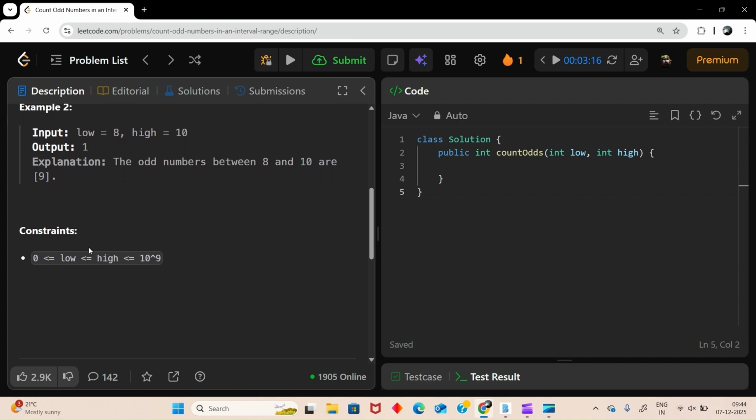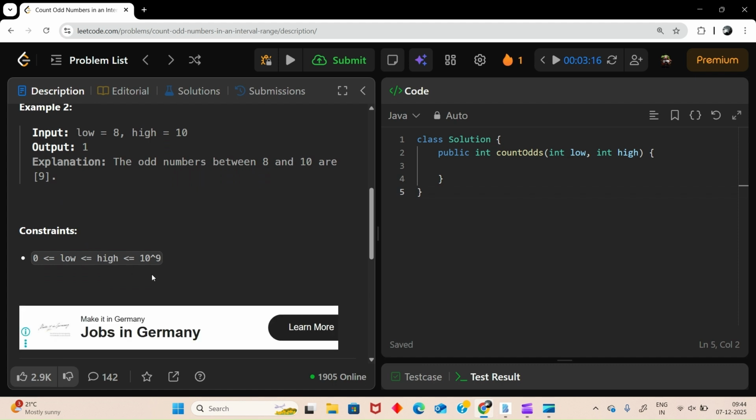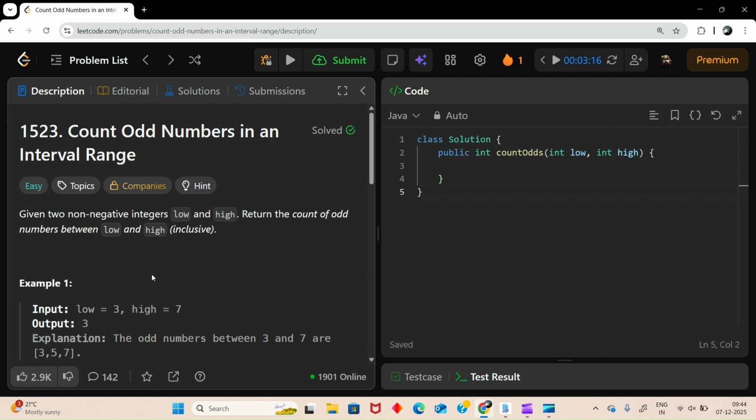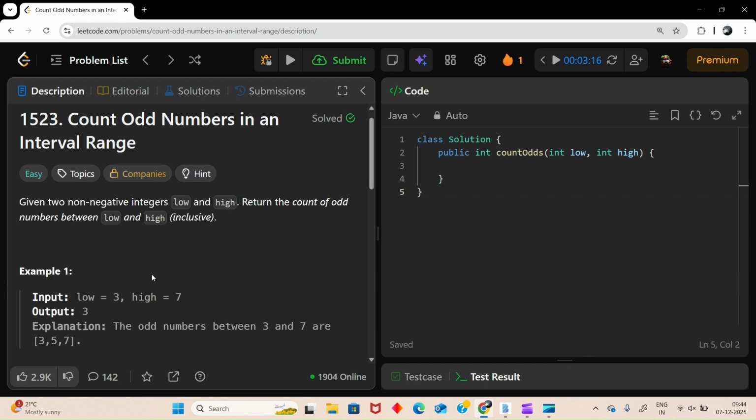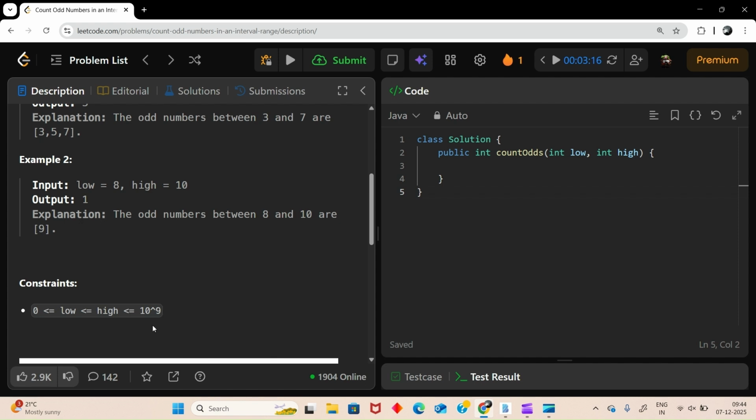And if you see the constraint, high is 10 raised to 9. So if you solve this in O of n, where n will be high minus low plus 1, you will get time limit exceeded, because the high can be largest. If your low is 0 and high is 10 raised to 9, you will traverse from 0 to 10 raised to 9. With a brute force approach, checking each number if it is odd or even and then counting, we will get time limit exceeded.